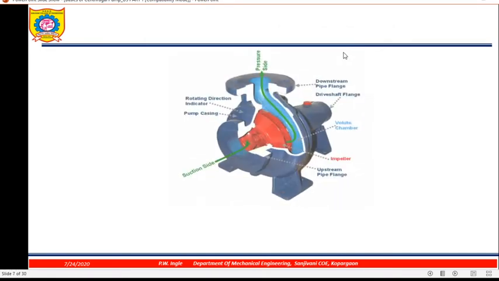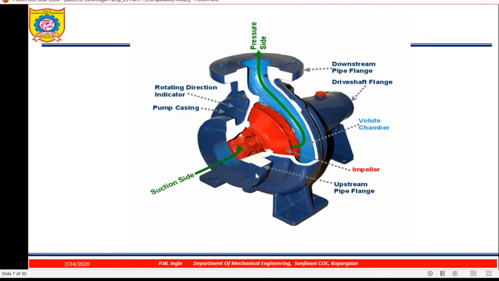Or you can see in detail. Suction side. And this is impeller.